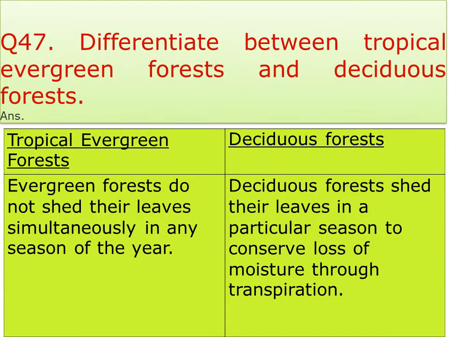Question number 47. Differentiate between tropical evergreen forest and deciduous forest. Tropical evergreen forests do not shed their leaves simultaneously in any season of the year. Deciduous forests shed their leaves in a particular season to conserve loss of moisture through transpiration.